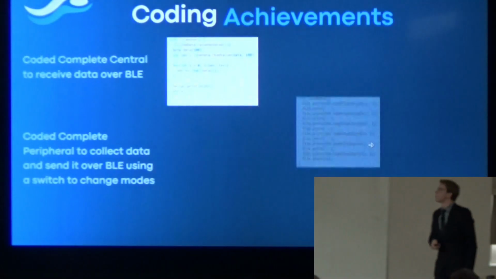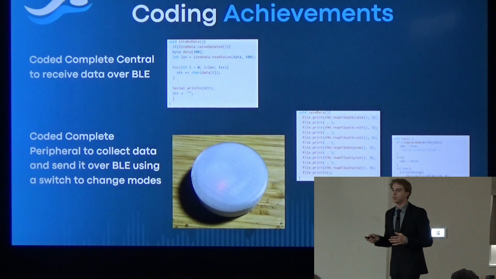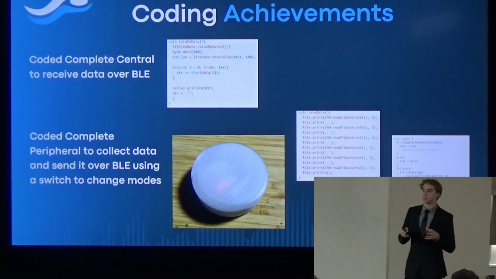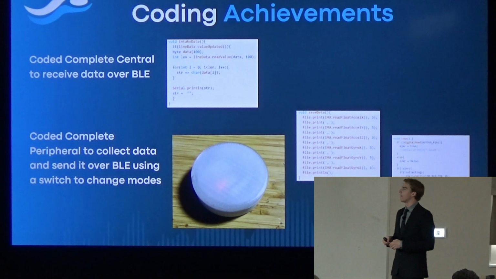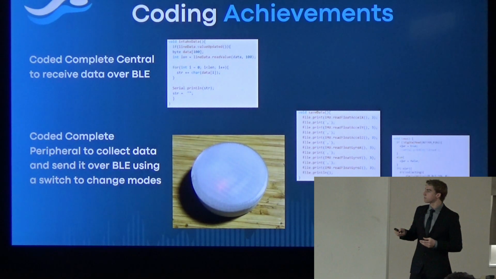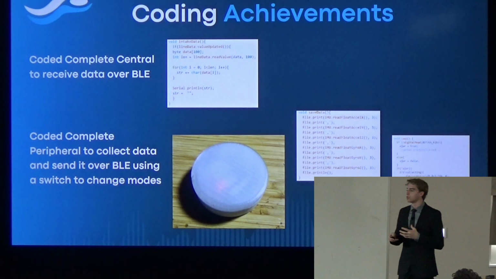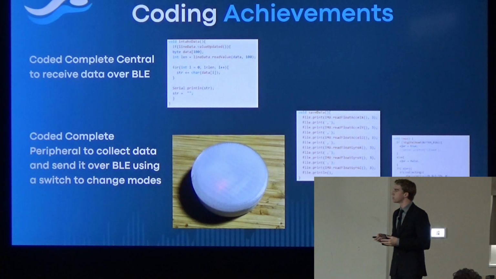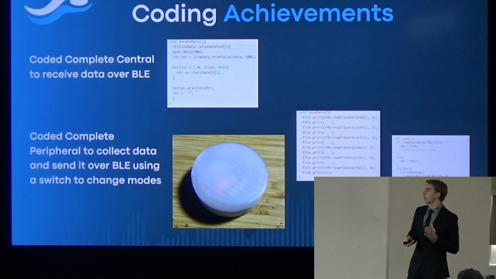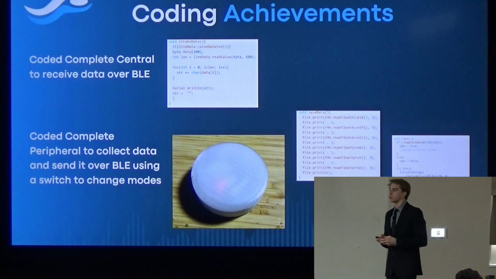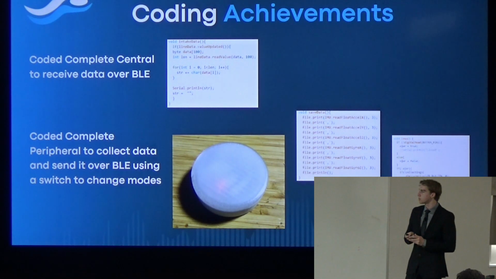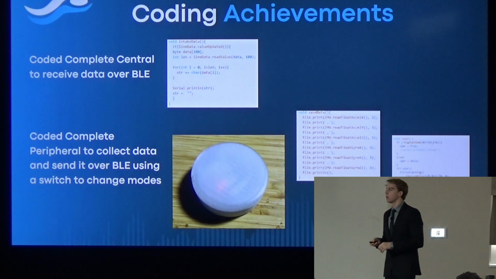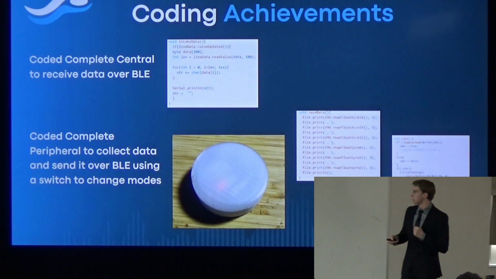Okay, so next I coded the central device, which is a device that is connected to the computer. It took in byte data from the characteristics and advertising information that it received from the peripheral, and then turned it into string data that is actually readable by the computer. And then I coded the complete peripheral. This actually collected data, saved it to the file, and then sent it over Bluetooth.